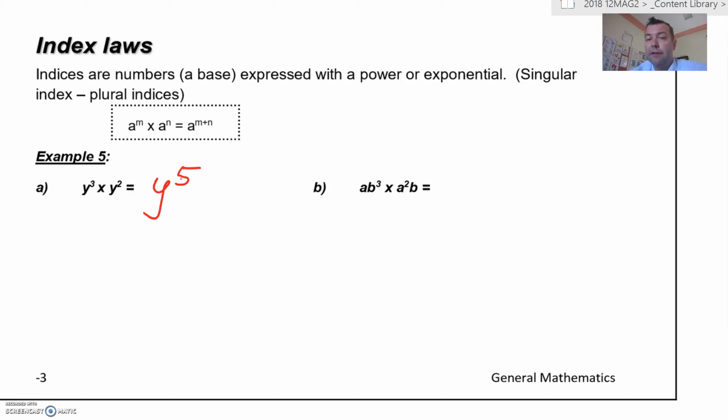Over here we have multiple bases. So just work through them one at a time. a by a squared is a to the power of 3. b to the power of 3 times b is b to the power of 4. Just like that.